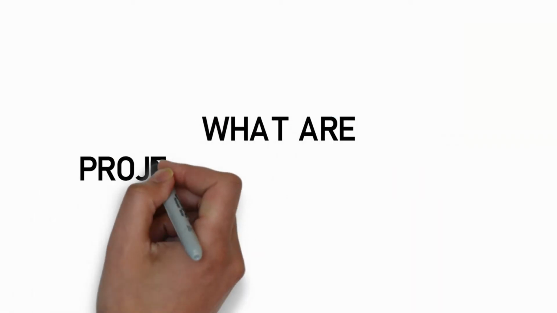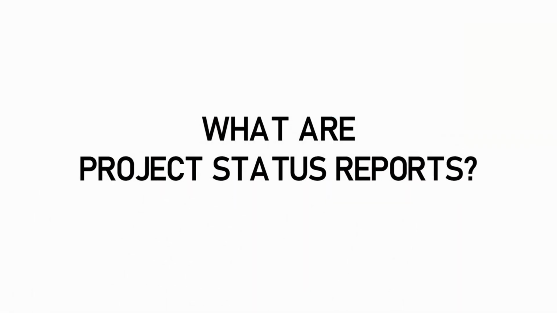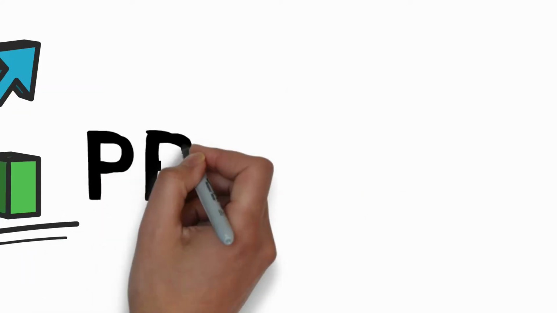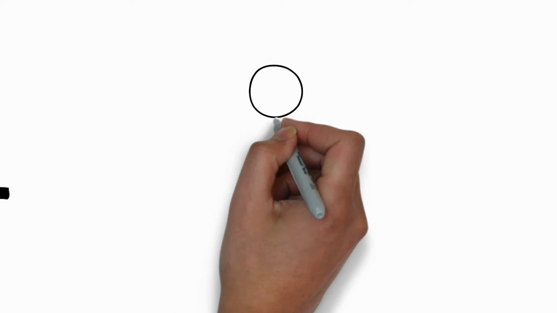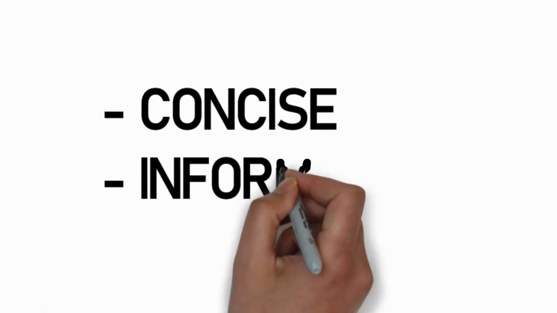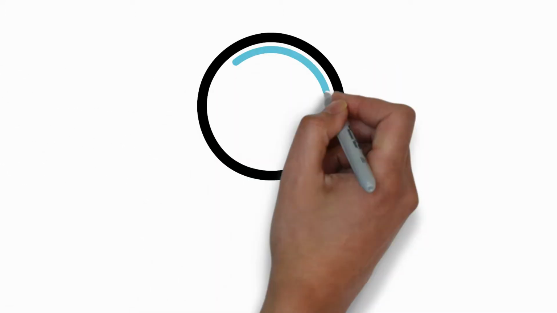So what are project status reports? Project status reports are timely updates on the progress of your projects. They answer the questions people are likely to ask before they actually ask them. They're written concisely and they offer a high level of information about your project rather than every little detail.